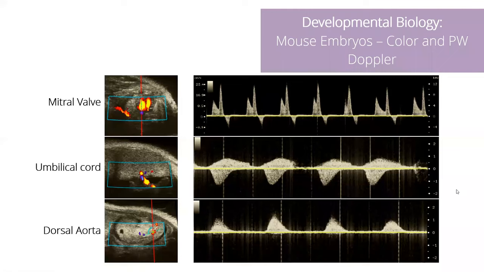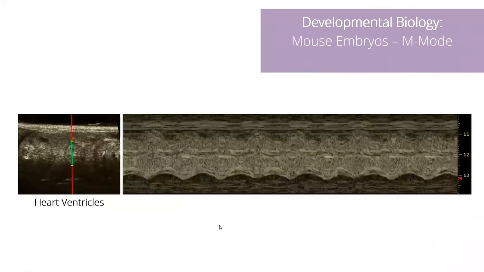So we're able to see the heart really well, all the structures within the brain. And so here we're actually looking at flow through the mitral valve in the developing embryo, flow in the umbilical cord and umbilical vein, dorsal aorta as long as they've developed far enough along for that vessel to be large enough for us to visualize it. And M mode even so much as to look at the heart.